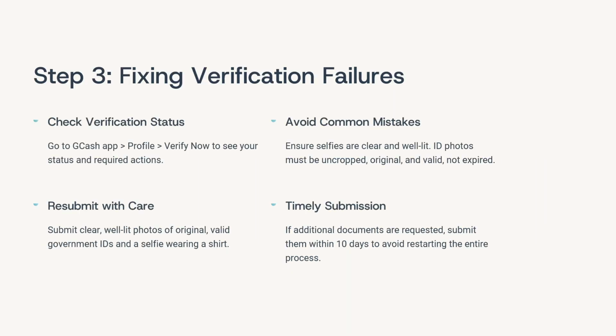Fixing verification failures. Check verification status. Go to the GCash app, profile, verify now to see your status and required actions. So avoid common mistakes. Ensure selfies are clear and well lit. ID photos must be uncropped, original, and valid, not expired. Resubmit with care. Submit a clear, well lit photo of original valid government IDs and selfies wearing a shirt. Timely submission: if additional documents are requested, submit them within 10 days to avoid restarting the entire process.